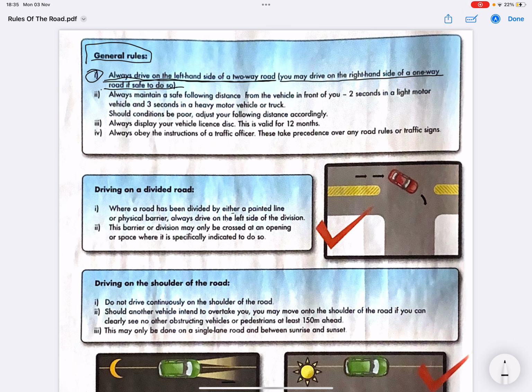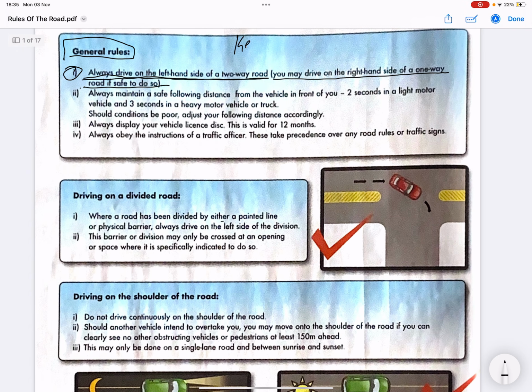In your test, you'll get a question which will ask you, what is the most important rule of the road in South Africa? And you will answer that the most important rule of the road in South Africa is that you must keep left. Keeping left, because in South Africa, you drive on the left-hand side of the road. You keep as far left as possible.